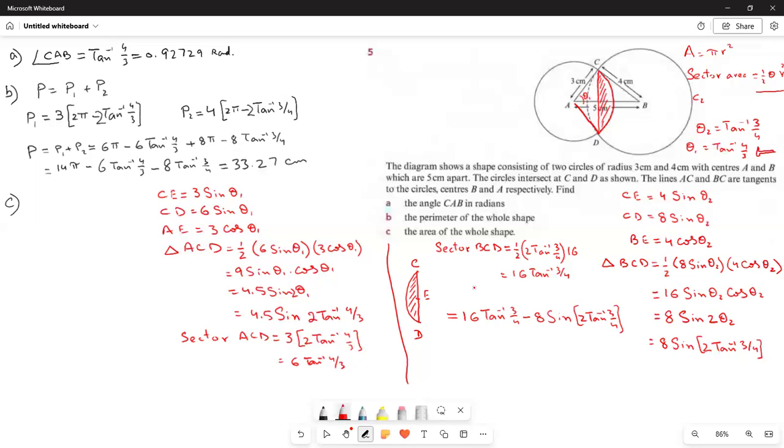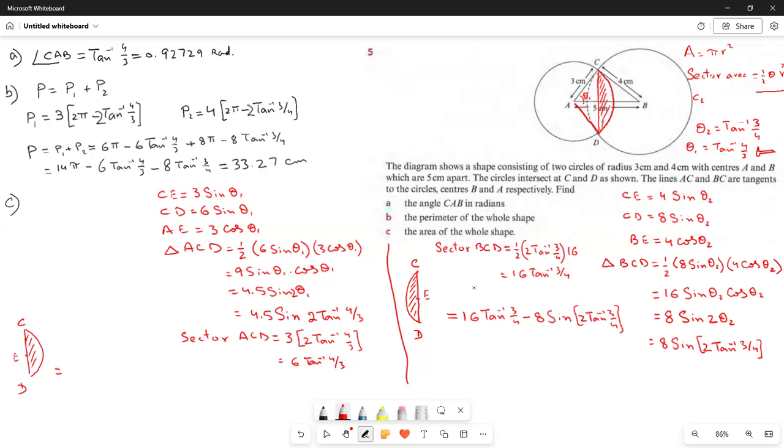Okay, so this is the sector ACD. Now I want to find the area of this shape, where this is C, D, and this point is E. So I want to find this area, and this area is equal to what?